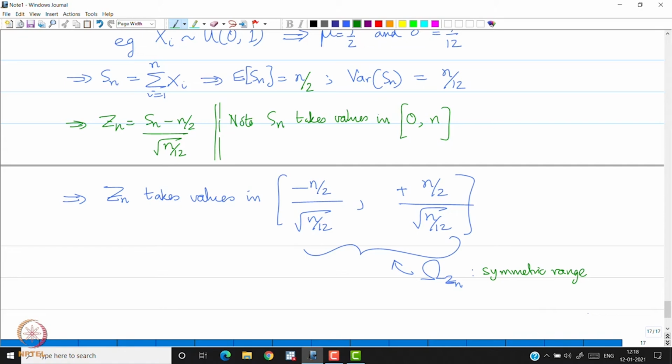But even when n is as small as, let's say, 10, Zn has a very strong, almost Gaussian PDF.